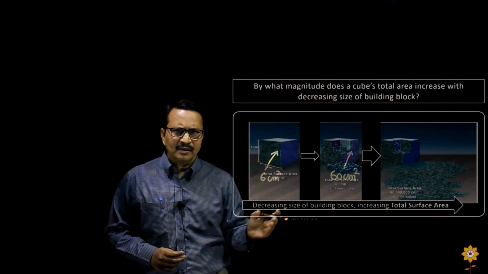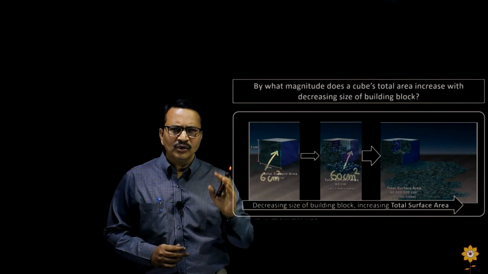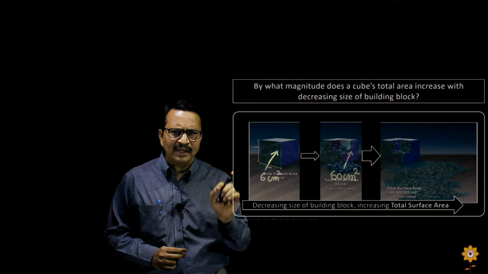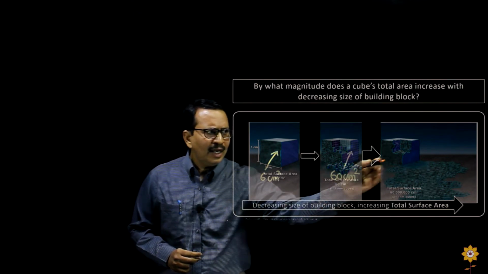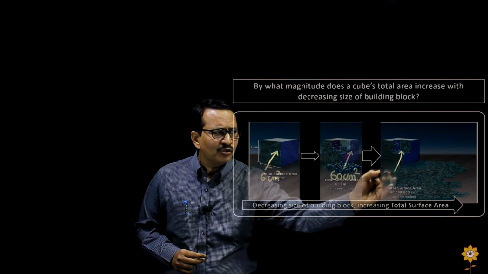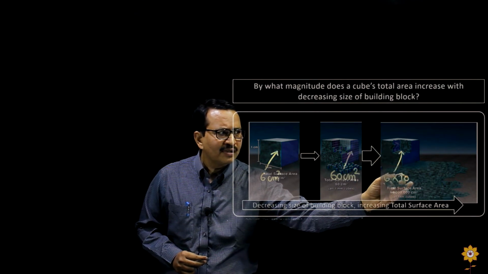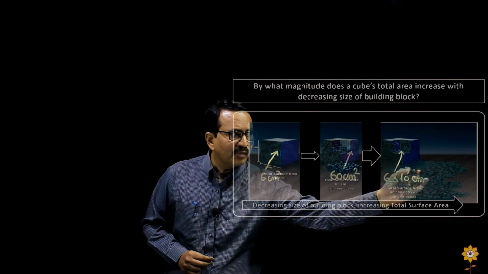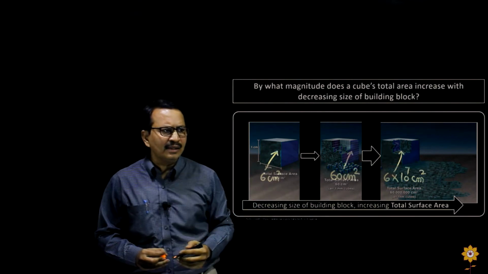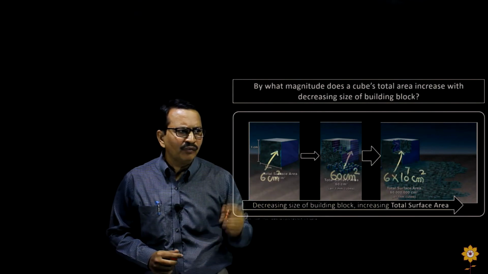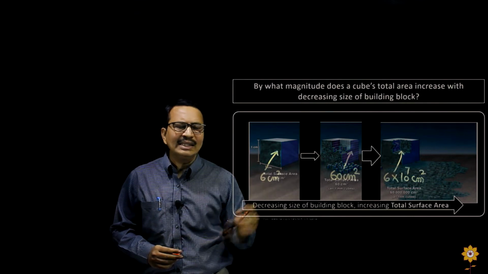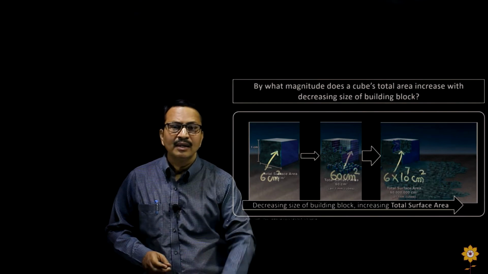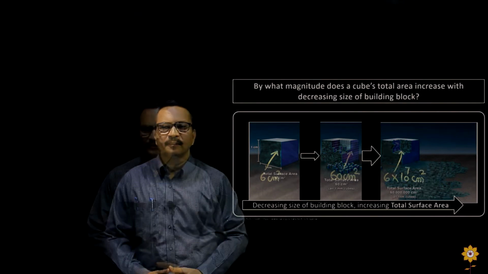In the third case, the length of the cube remains the same, but the size of the building blocks I am reducing to 1 nanometer. And you will be surprised to know, you can make a calculation for this, that the total surface area has now increased to 6 into 10 raised to 7 centimeter square. So as you can see, as you decrease the size of the building block, this leads to an increase in the total surface area. This is one of the tricks that is being utilized in making nanomaterials.